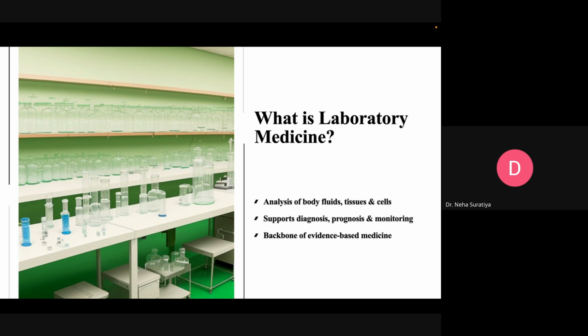It is an analysis of body fluids, tissues or cells to make clinical decisions and to understand the disease itself and its progression. It supports diagnosis, prognosis, and also monitoring. By looking at laboratory results, we can understand the status of the diagnosis, the status of the disease, the prognosis, and the monitoring as well. So you can do a lot by looking at the lab report, and you can consider it the backbone of evidence based medicine, right?